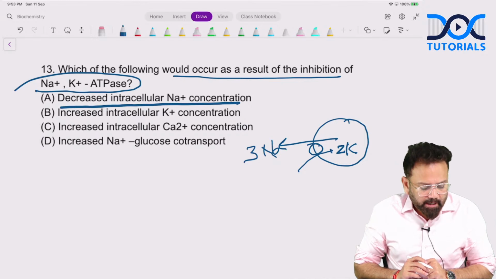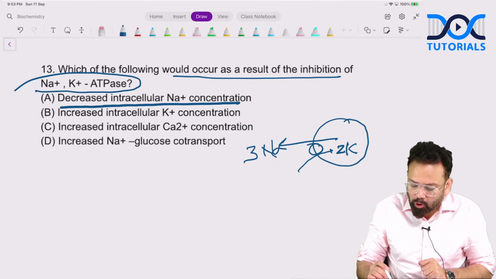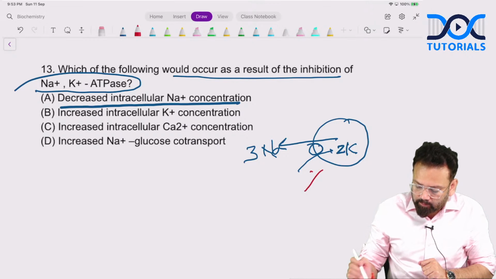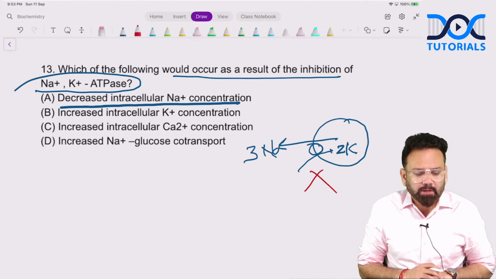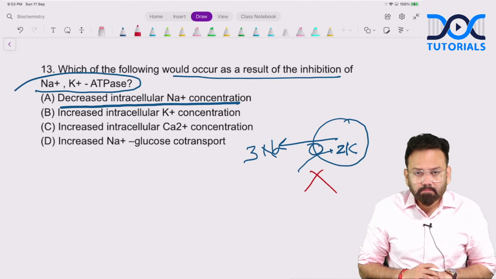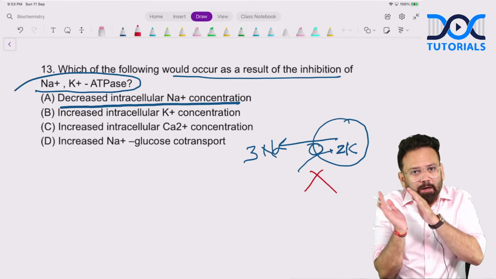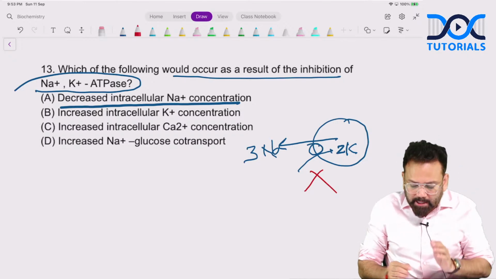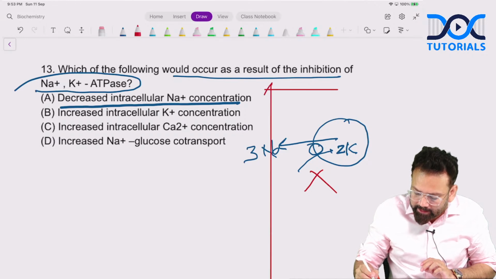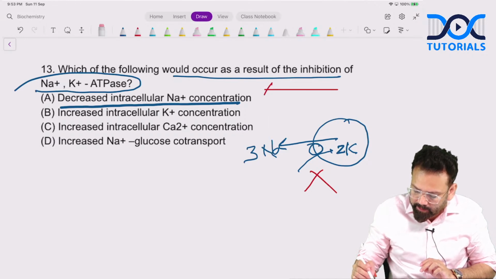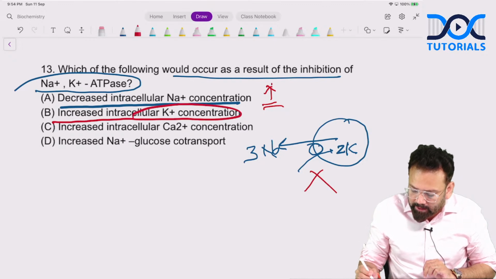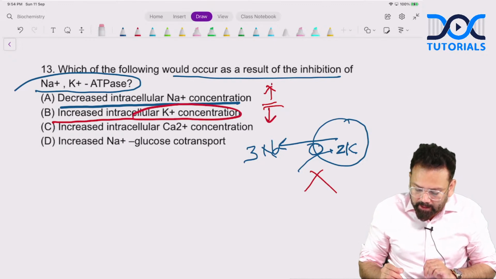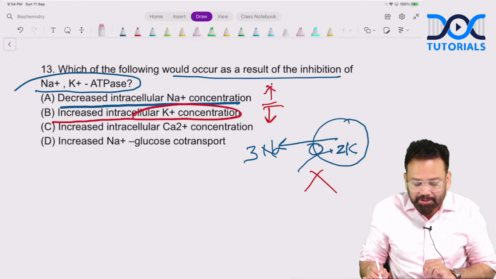If you block this pump, will sodium be decreased or increased? Will sodium be less inside or less outside? The pump is pulling sodium out. So if you block it, sodium will be increased intracellularly. Increase intracellular potassium? No, it will decrease intracellularly. Increase intracellular calcium?